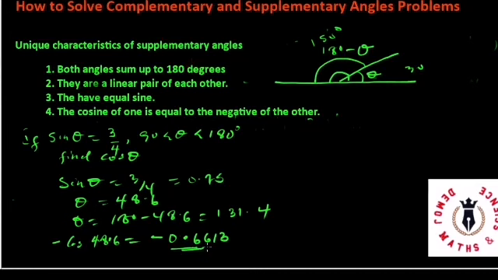0.613. If you check the cos of 131.4, you see that that is minus 0.613. So we see the properties of both supplementary angles and that of complementary angles. Thank you for staying with us, and see you in our next lesson. Thank you.